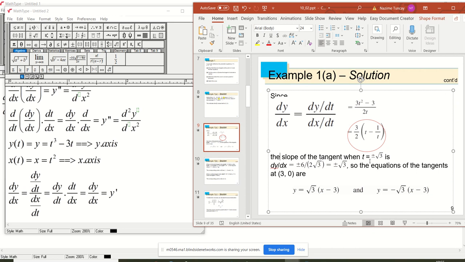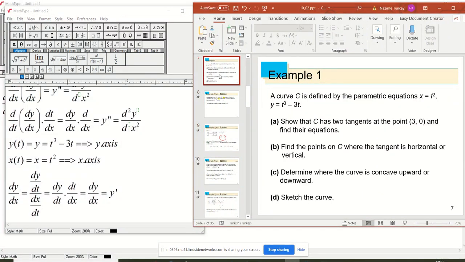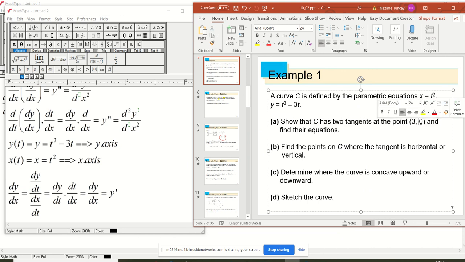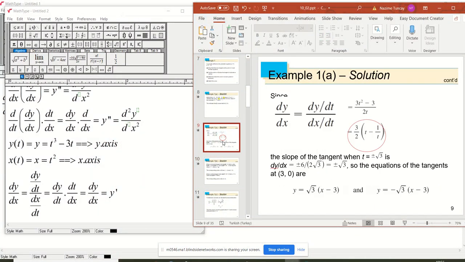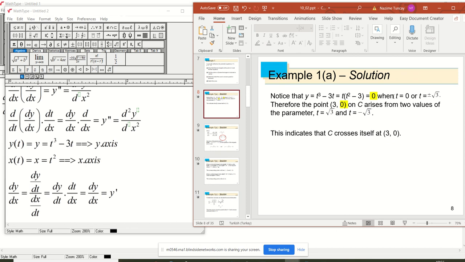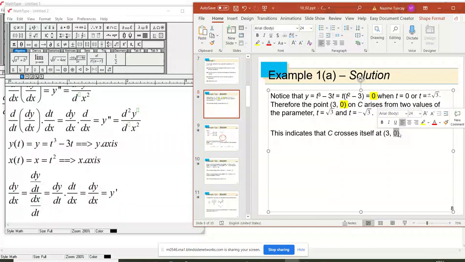So the question asked us for the slope of the tangent line at this point. Therefore, we put y equals 0 and we solve for t, and we find these values here. Where did we find them? We find them here. Because it says at this point, we put y equals 0, and we find these 2 values of t.